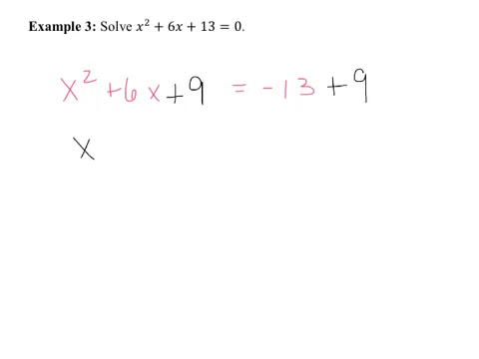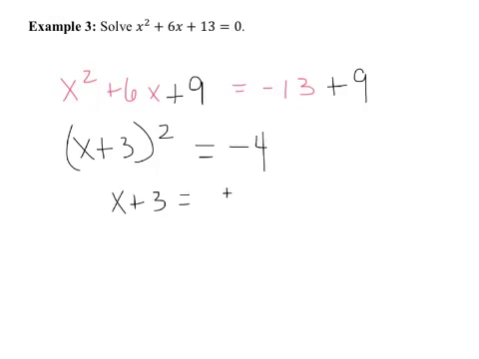And this makes sense because now this factors into (x plus 3) quantity squared. And over here we get negative 4. Square rooting both sides, we get x plus 3 equals plus or minus the square root of negative 4, which is really just 2i. We did this one before. So this just becomes plus or minus 2i. Subtract the 3 from both sides by putting a negative 3 in front.